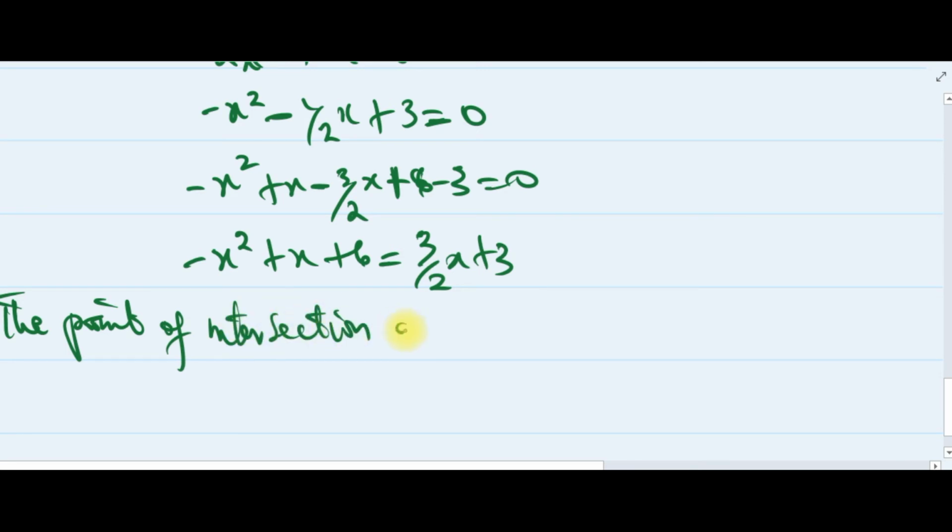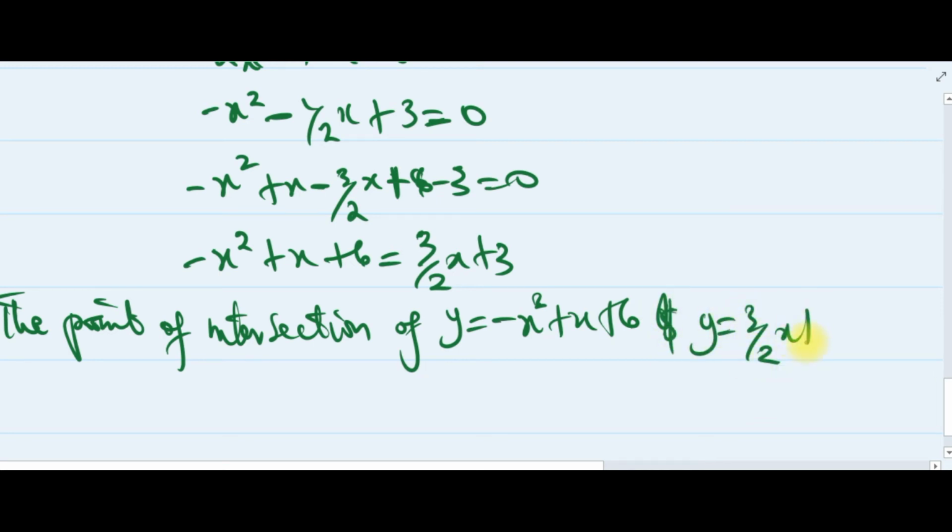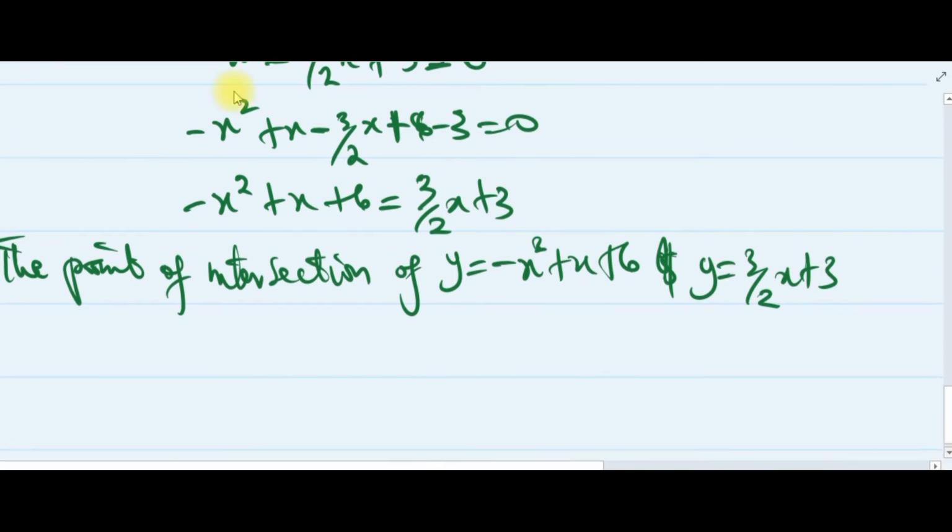Point of intersection of y equals minus x squared plus x plus 6 and y equals 3 over 2x plus 3. So meaning whenever the two curves intersect is the answer. Remember, we plotted y equals minus x squared plus x plus 6, remaining y equals 3 over 2x plus 3. And the best way to plot this is using the intercept.